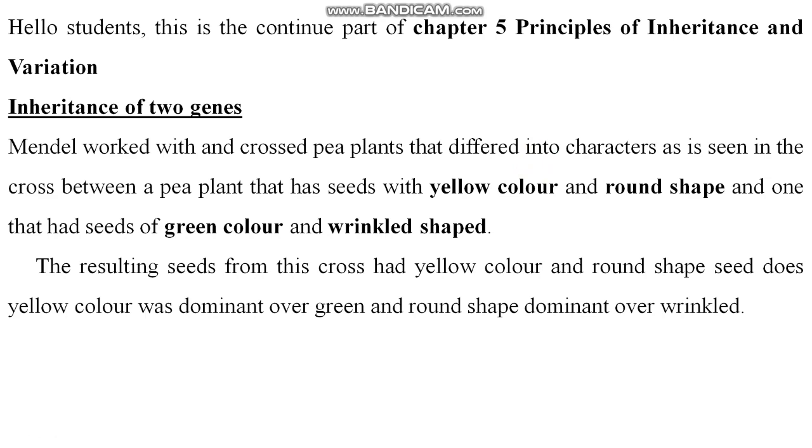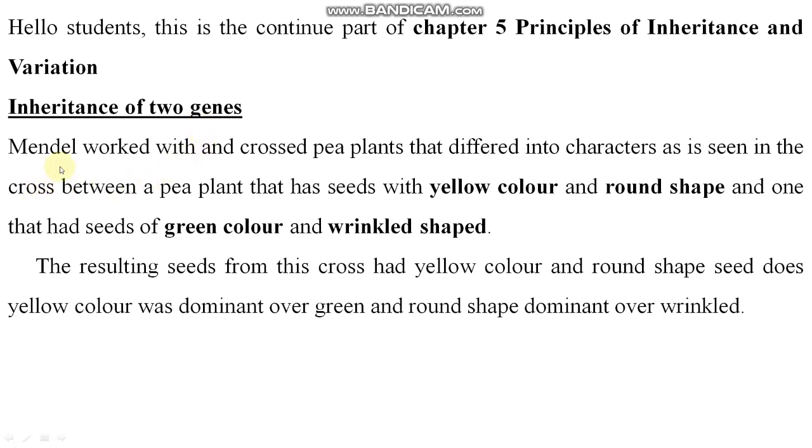So this is the continued part of chapter 5, Principles of Inheritance and Variation. I have already discussed some topics of this chapter. Some are remaining. Today I'm going to discuss the dihybrid cross, so inheritance of two genes.